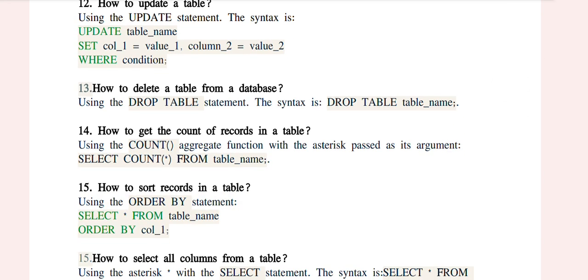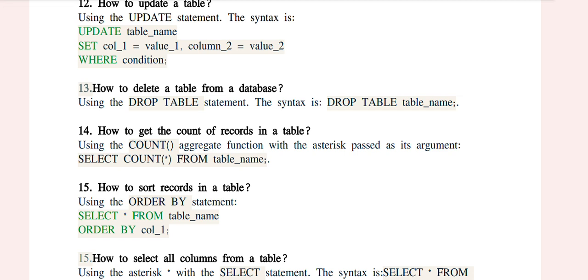How to delete a table from the database using the drop table statement? Syntax: drop table, table name. Okay, so this is the command line: drop table and the table name. If you execute this command, the table will be dropped.